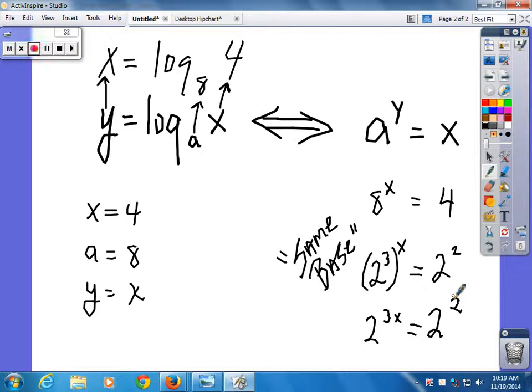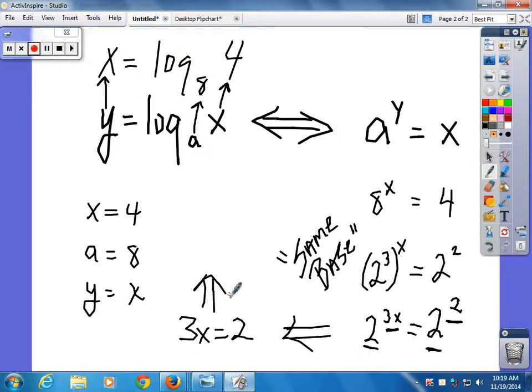It's not a written rule. I mean, it could be a written rule. You can look it up. How to solve a variable in the exponent. I don't know what you actually call the rule, but if the bases are the same and they're equal, then the exponents are equal to each other. So what's the next step? Solve the rest. 3x is equal to 2, and x is equal to, and you just figure it out.